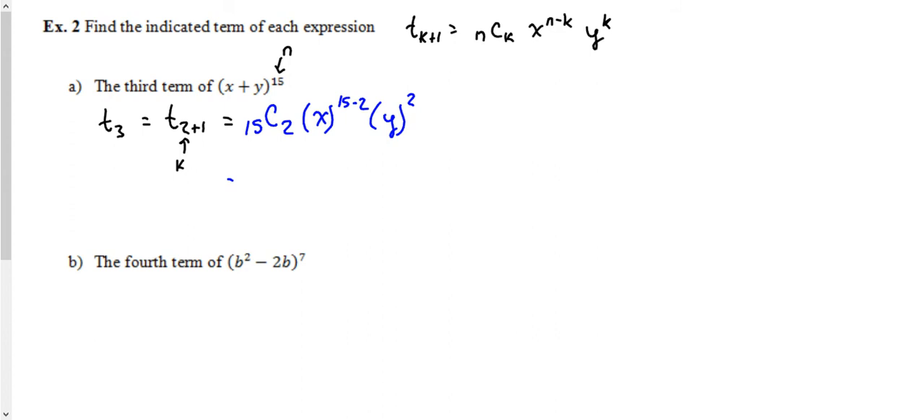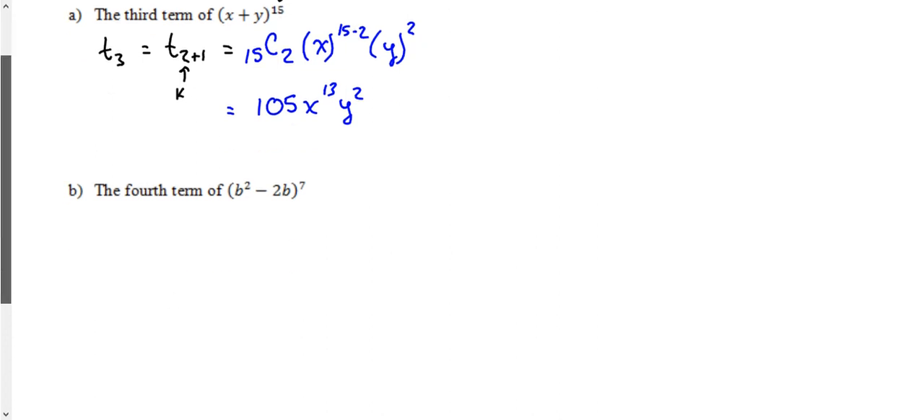Let's clean this up. Well, 15 choose 2 on our calculators should get us 105. This is x exponent 13, y squared. In total, my degree is still 15 there. But yeah, so here's the third term in this expansion. Let's find the fourth term in this expansion.